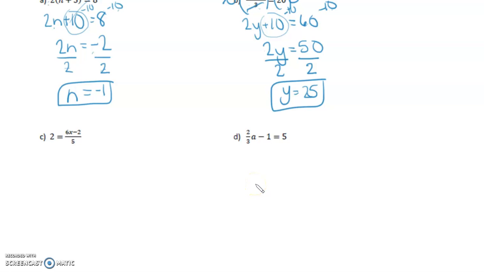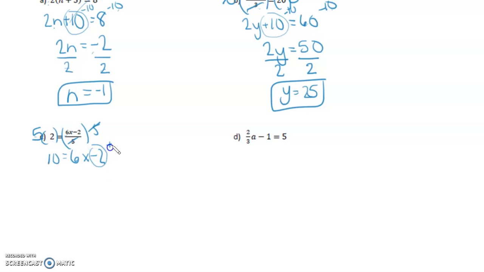Okay, C, 2 equals 6x minus 2 over 5. So again, 6x minus 2 is divided by 5, so what we're going to do is we're going to bracket both sides and multiply both sides by 5. The 5 over 5 cancel, and we get 10 equals 6x minus 2.